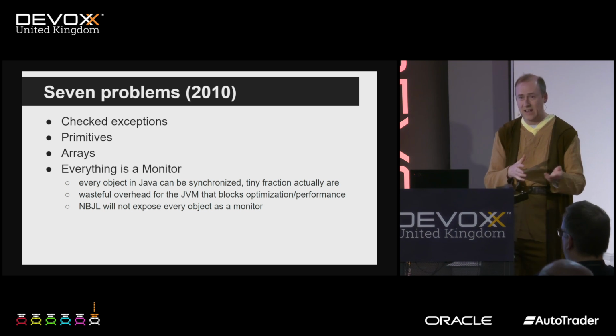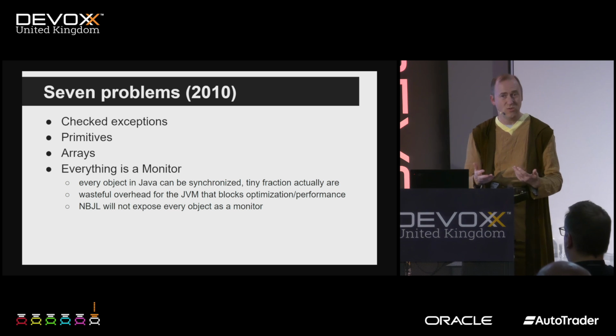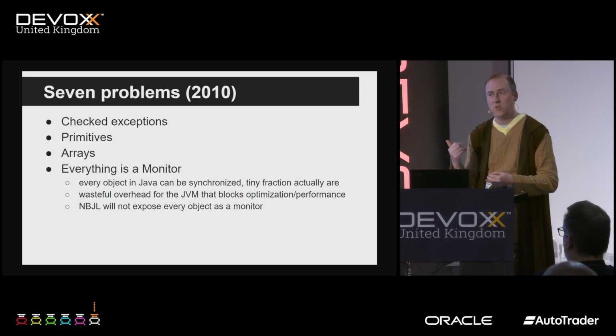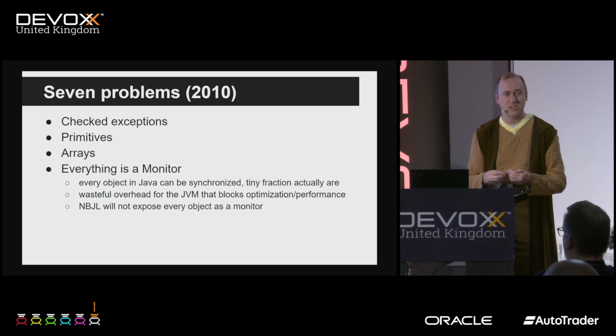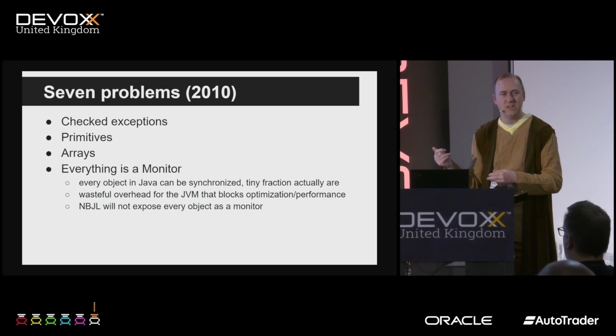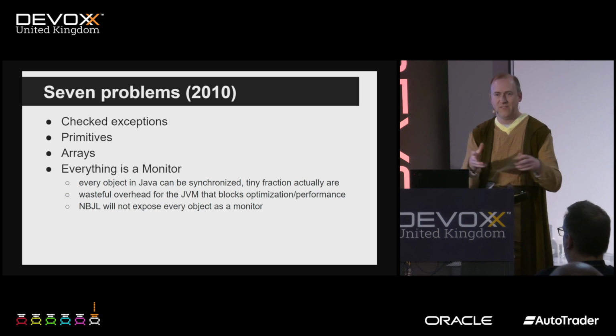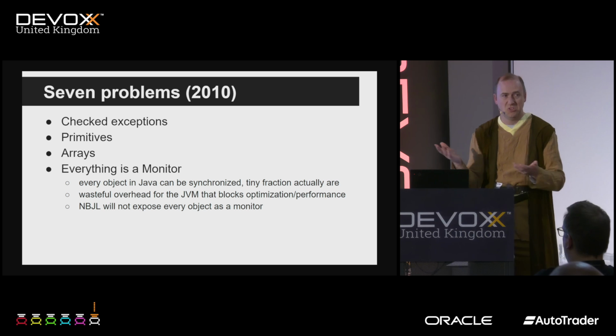Now, this is what Valhalla and value types is trying to tackle now and trying to take away this problem. But this was a known problem that was slowing down Java and preventing optimizations in HotSpot. So had that decision not been taken in 1995, we would have faster JVMs now. That's just how it is.